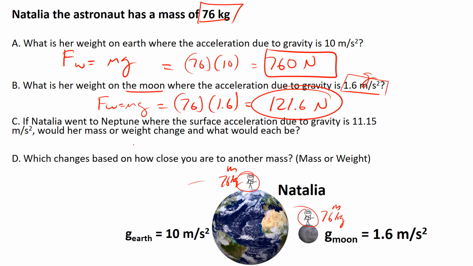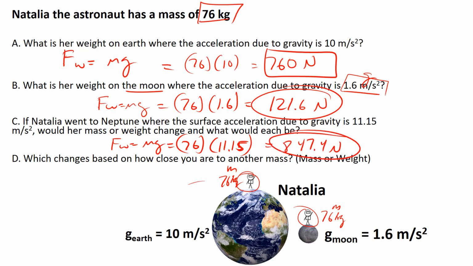What if she went to Neptune? We have a new gravity, but the same mass. The acceleration due to gravity on Neptune is going to be 11.15. And so 11.15 times 76 equals 847.4 newtons on Neptune.